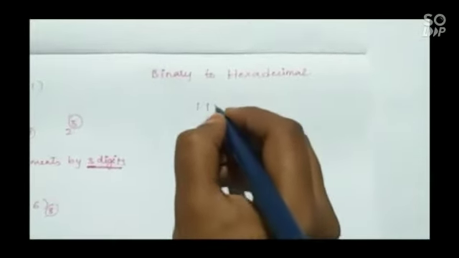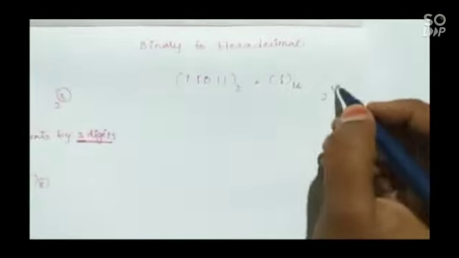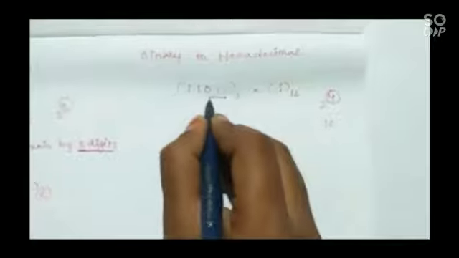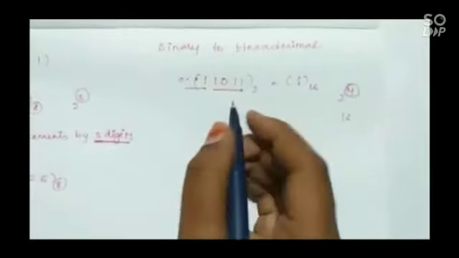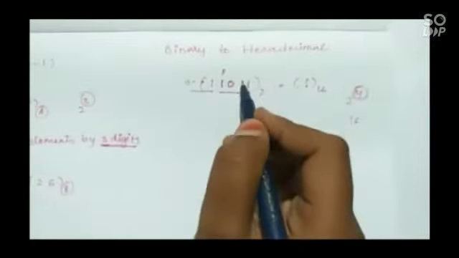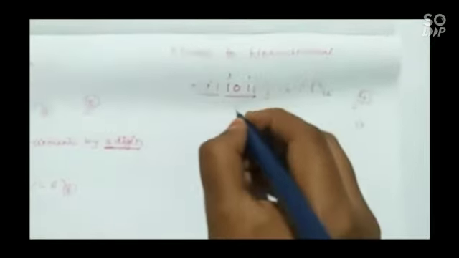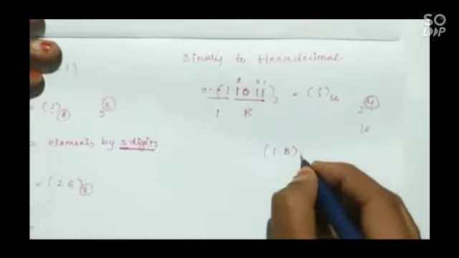And binary to hexadecimal. Here hexadecimal means base 16. Now we will divide into 4 digits, since 2 power 4 is 16. So we divide into 4 digits from right to left. Where we don't have any digits, we keep zeros. And 1011 means 8, 2, 1, which is 11. 11 means B. And here 1. So the result is 1B base 16.